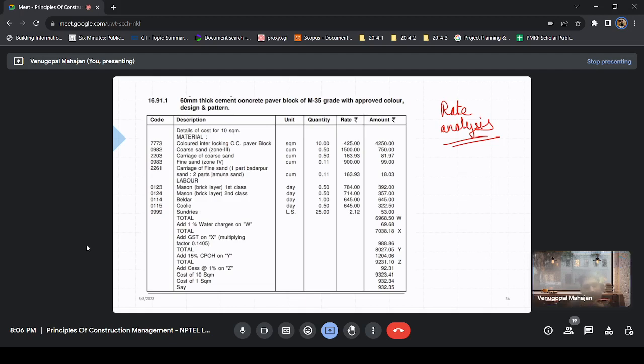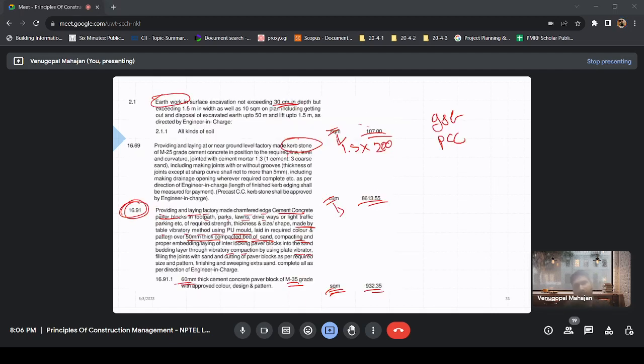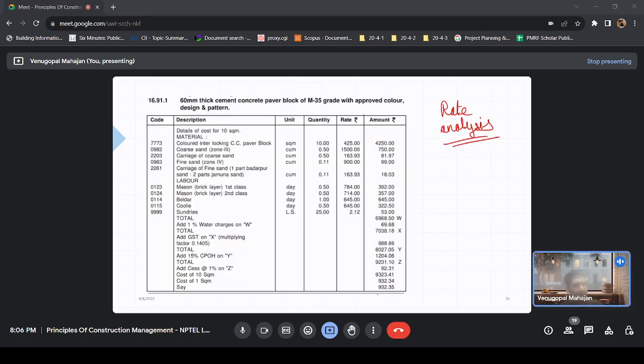So because we need to add the carting charges, lead charges in there to transport the material. Okay, see here, the price quoted is 932.35. The rate analysis also gives you the same. You are not adding anything. Why is it providing you with the rate analysis?